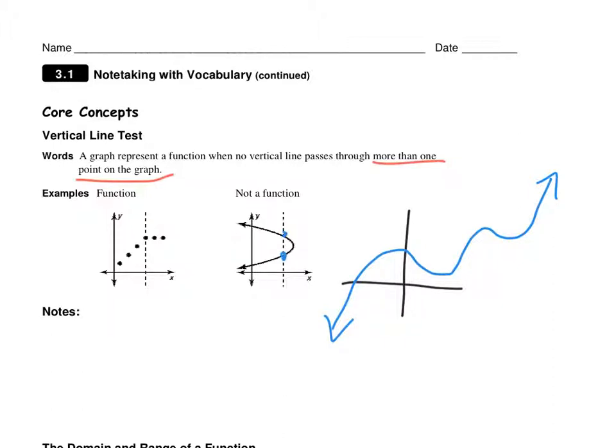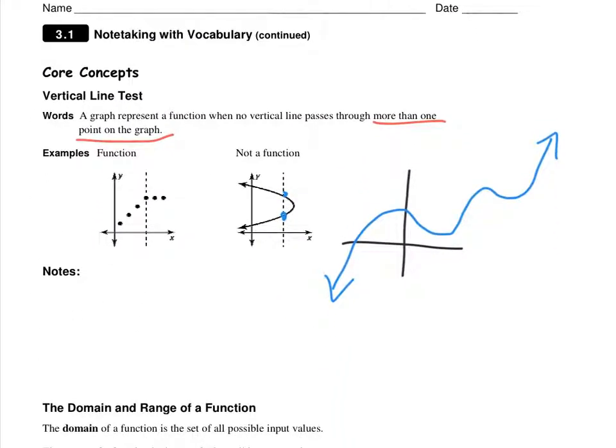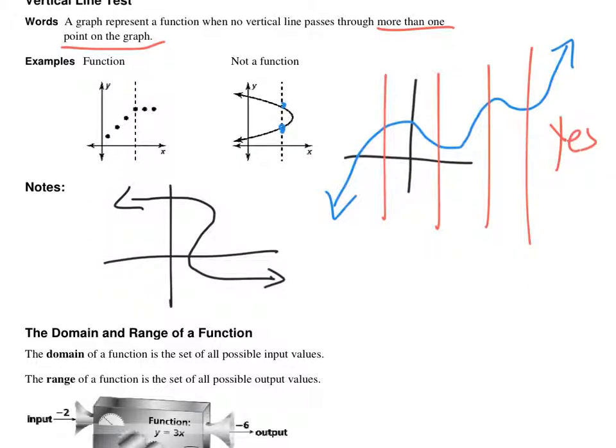So is this a function? Try the vertical line test. Can you pass these different lines through here? Okay, if we take vertical lines like this, yeah, okay, none of them go through more than 1 point, so yes, this is a function. What about this guy? Is that a function? If we try a vertical line through here, we can see that it goes through more than 1 point, so no, this is not a function.